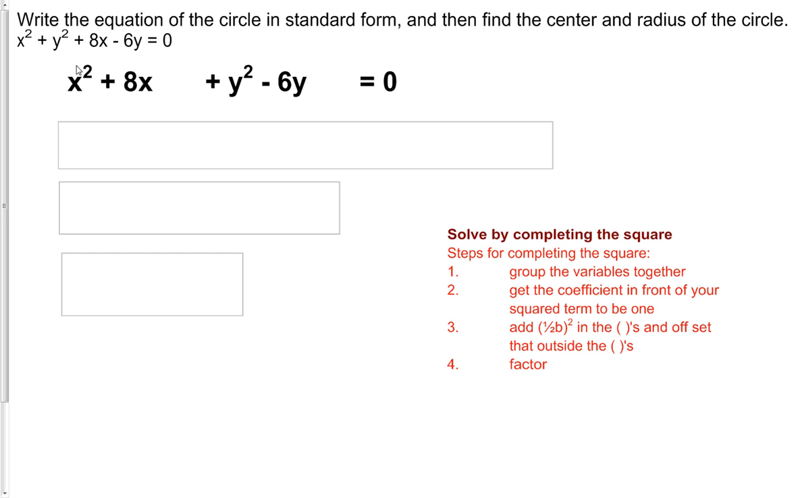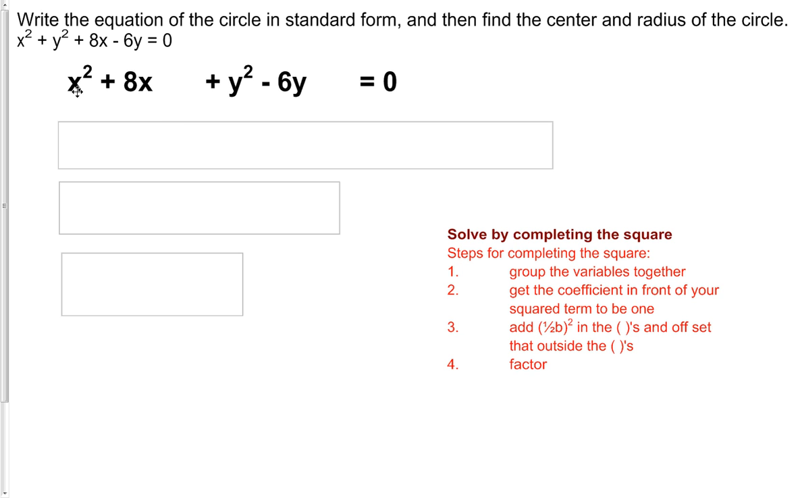Right here we're given the equation x squared plus y squared plus 8x minus 6y equals 0. The way that you put it into standard form is by completing the square, something that we've done with parabolas before with working with one variable at a time. Now we're just going to complete the square with two different variables in the same equation.